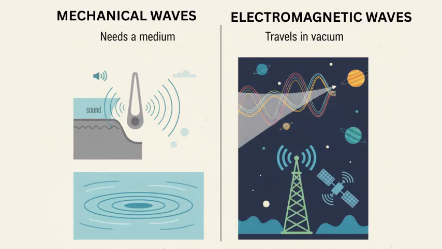Now, waves basically come in two main flavors. First, you've got your mechanical waves. These are kind of the needy ones. They absolutely need a medium, some kind of stuff to travel through. Sound needs air, right? Ocean waves need water. But then you have electromagnetic waves. These guys are the ultimate explorers. They can just cruise right through the total emptiness of space. That's how light from the sun gets all the way to us.